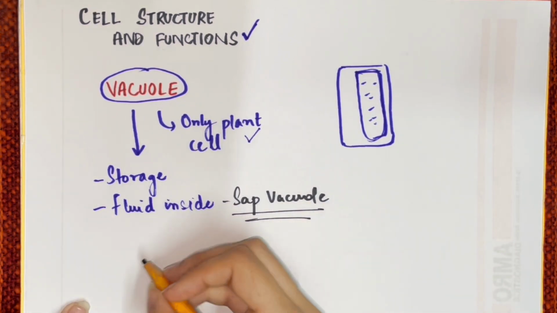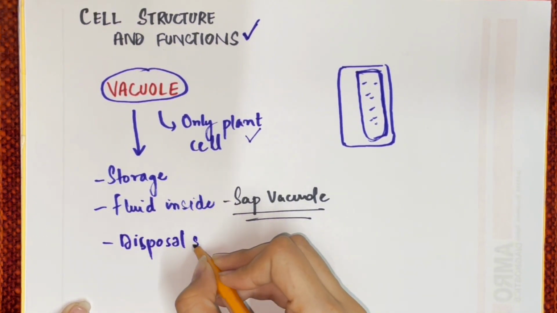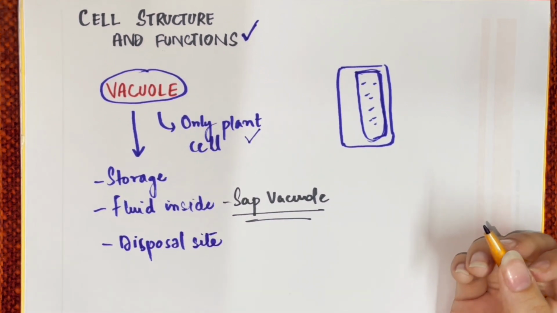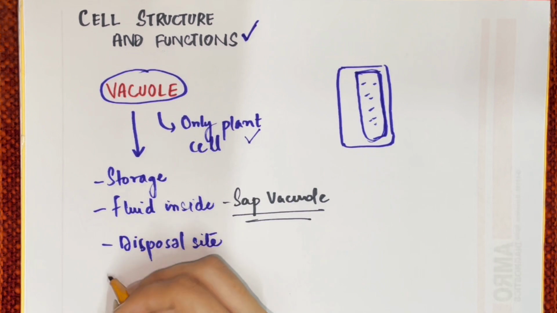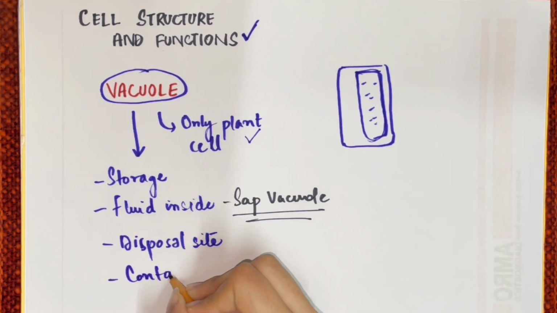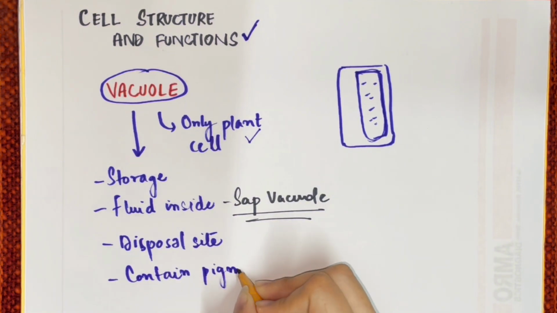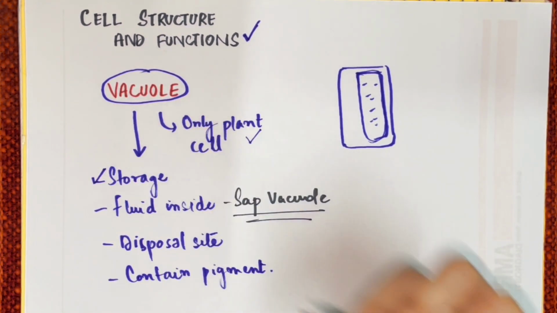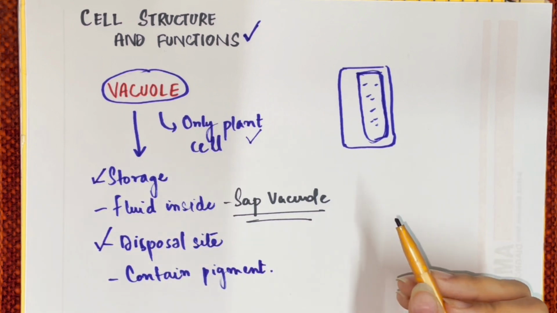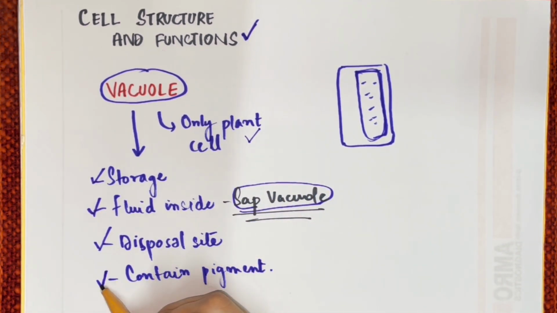The vacuole is also the disposal site for many of the organelles that are inside the plant cell. At last, the vacuole mainly contains certain pigments that are also very helpful in photosynthesis, related to the chlorophyll or the chloroplast. So it contains a relative pigment. Thus, the vacuole plays a very important role as a storage organ and as a disposal organ. It has a fluid inside it that is known as the sap vacuole and it contains pigment.